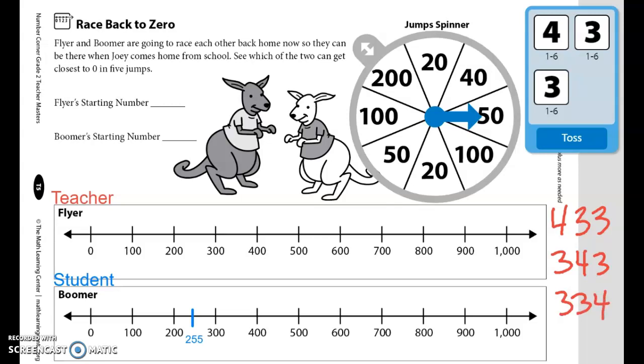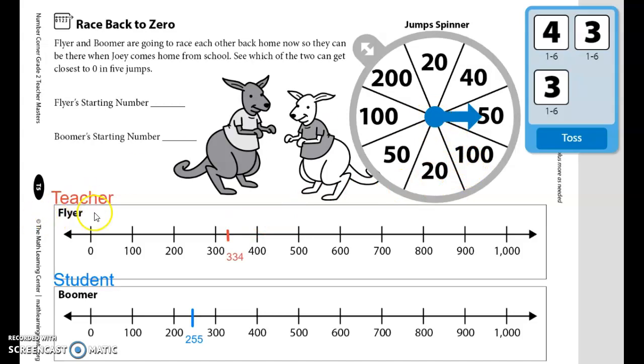We can make the number even lower by making the number 334. I know that I want to get to 0 before you, so I'm going to start with 334. I think that will be my best chance. I'm going to fill that in for my starting number. You don't need to put this in your student book. Now, I knew 334 was a little bit less than 350. And 350 would go right in the middle of 300 and 400, so I just put it a little closer to 300.